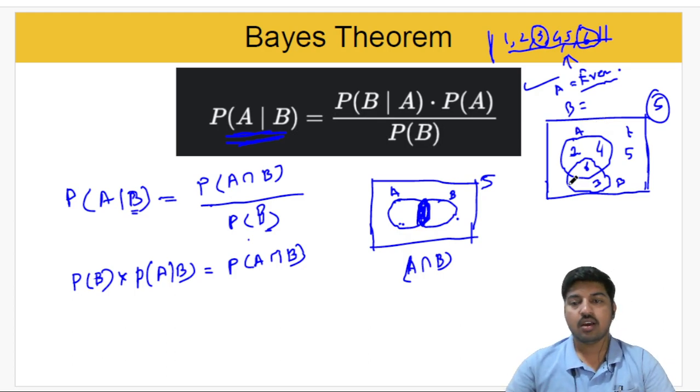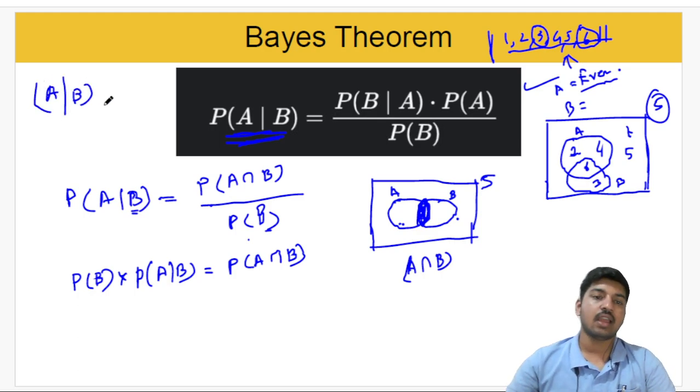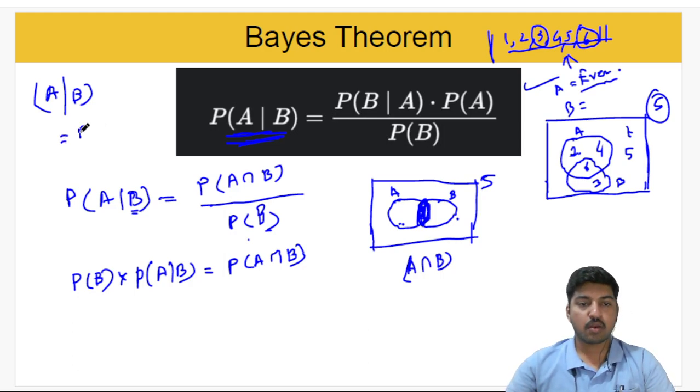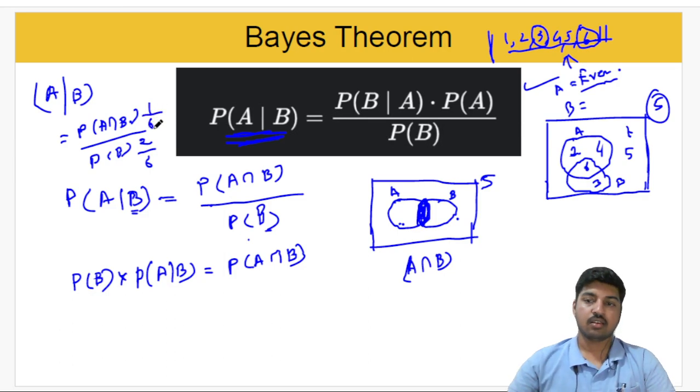Now I am asking what is the probability that event A will occur given that event B has already happened? How are you going to calculate that? It is equal to probability of A intersection B divided by probability of B. What is the probability of B? It is 2 by 6. What is the probability of A intersection B? It is 1 by 6.